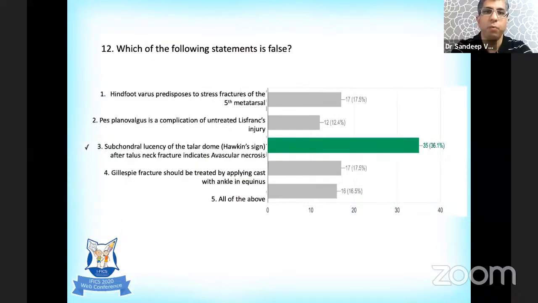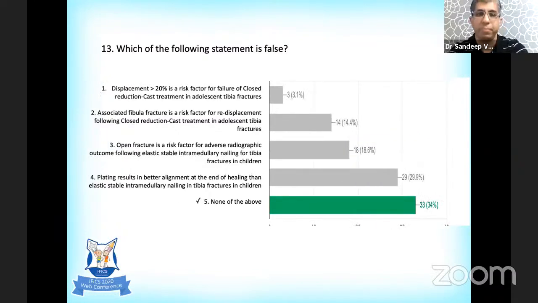Question number 12, which of the following statements is false? Again, about 36% of delegates have got it right. The statement that subchondral lucency of the Talar dome, that is Hawkins sign after Talar neck fracture, indicates avascular necrosis is a false statement. Actually, Hawkins sign indicates that there is no avascular necrosis. So it's a good prognostic sign.